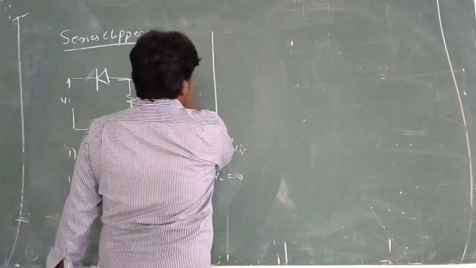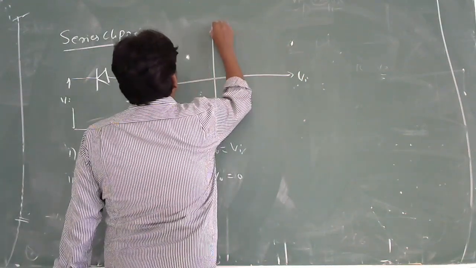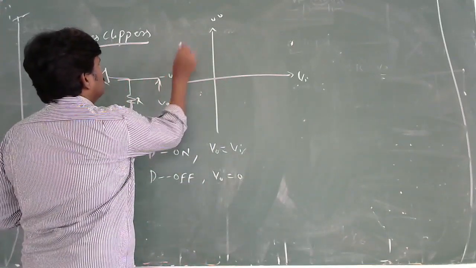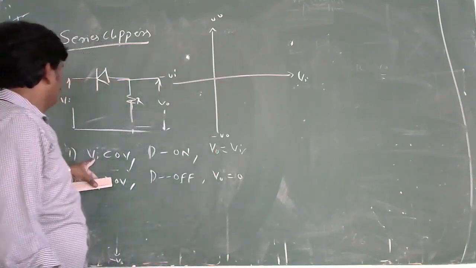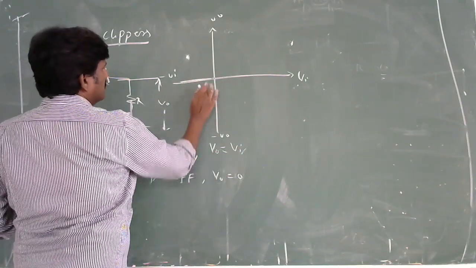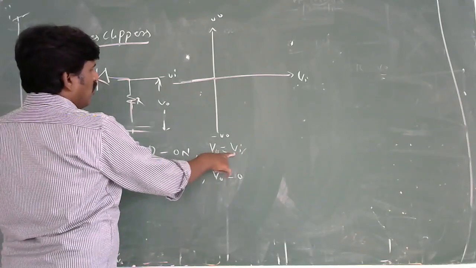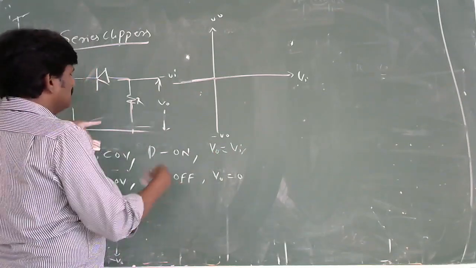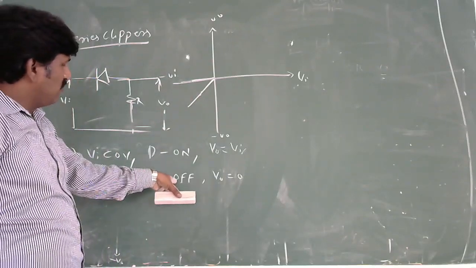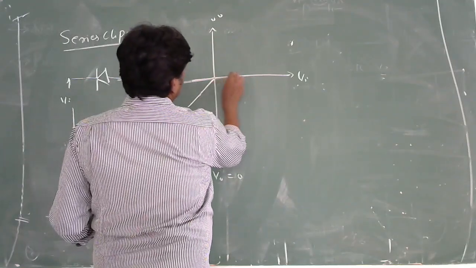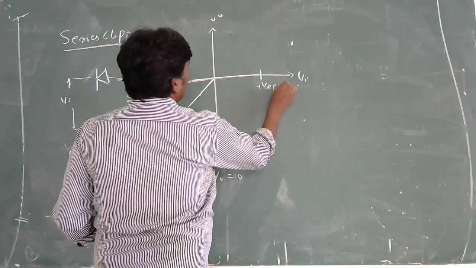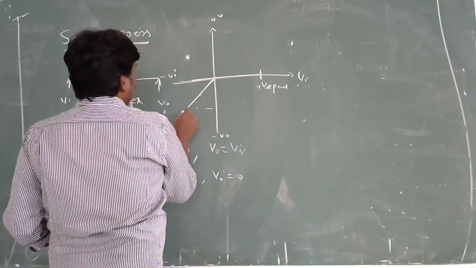Very simple transfer characteristics. Here we have the Vi, here we have the V naught. When Vi is less than 0, in this direction, in this place, output is Vi. When Vi is less than 0, output follows the Vi because diode is in on condition. When Vi is greater than 0, diode is in off condition, V naught follows the 0. What is this one? Positive peak voltage of input. What is this one? Negative peak.